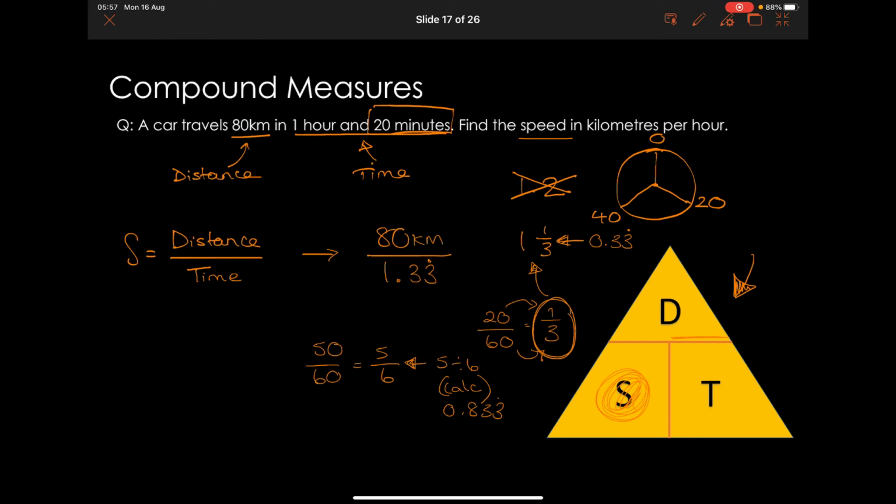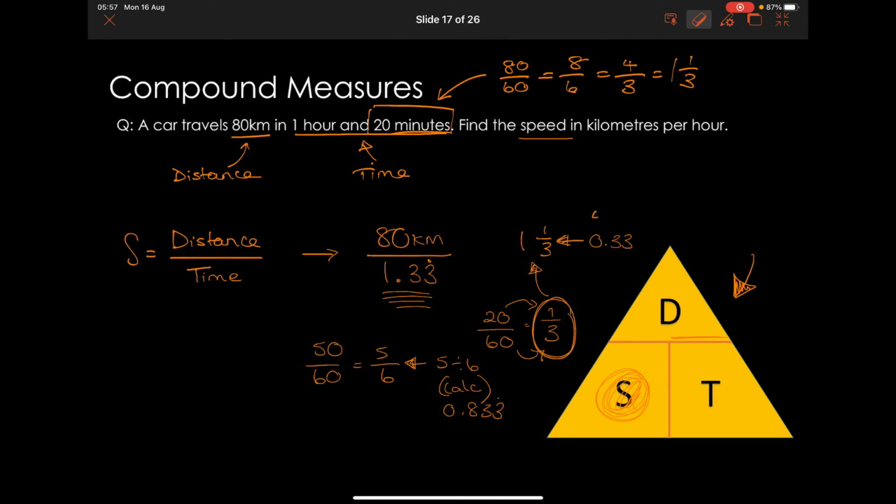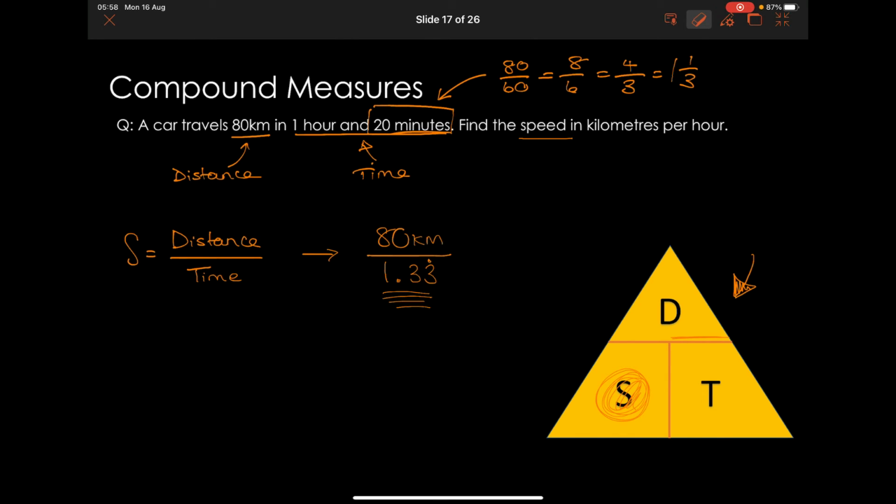Or you could have done 80 out of 60 because it's an hour and 20 minutes. That's 80 minutes, which is 8 over 6, which is 4 over 3, which is still 1 1/3. Which is why I've got this 1.33 there. I hope that wasn't too confusing. Hopefully you're okay with fractions. We have gone through them quite a lot, so go back to the video if you're not sure.